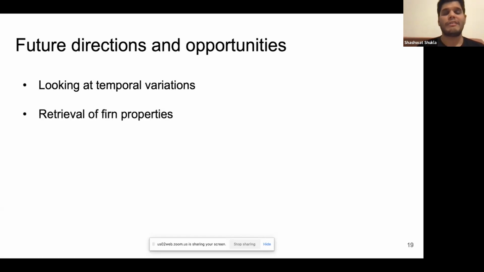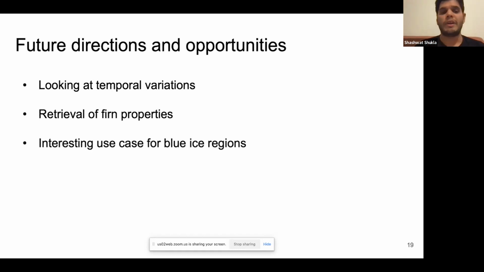And second is in the retrieval of firn properties, because, as I told you, from this direct SAR image it is very difficult to separate the firn volume effect and the roughness effect. So this gives a pre-idea of which zones are more dominated by roughness and which are more dominated by firn properties. And it could be a very interesting use case for blue ice regions.